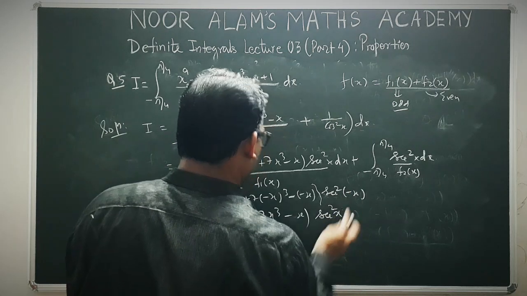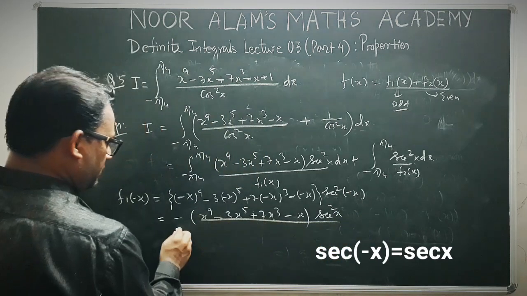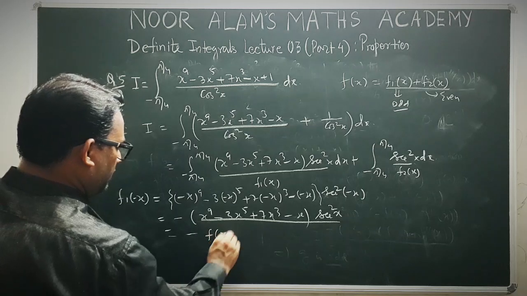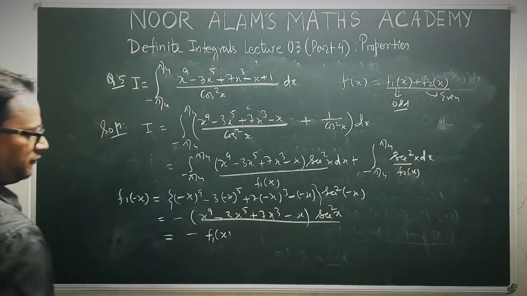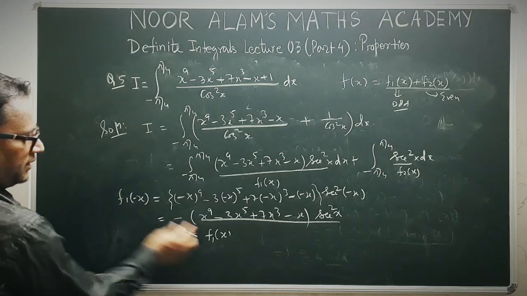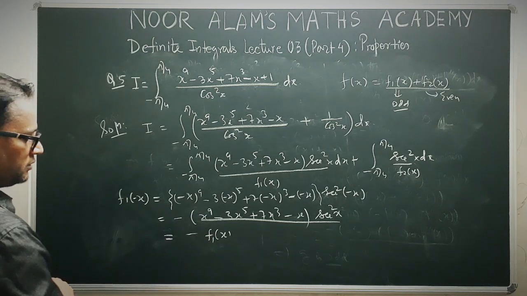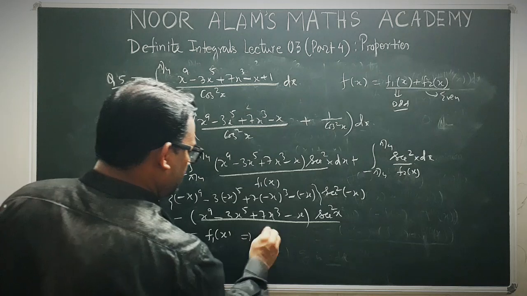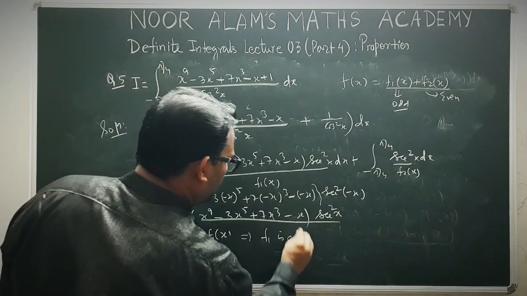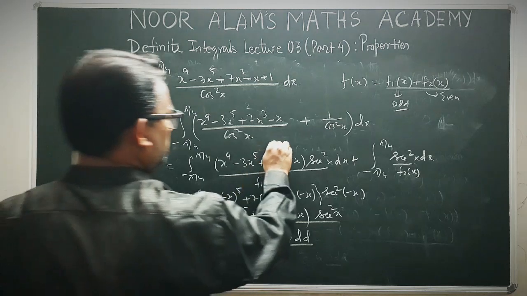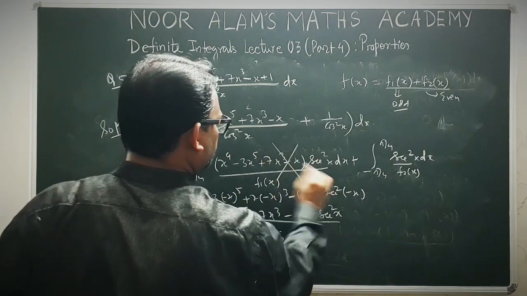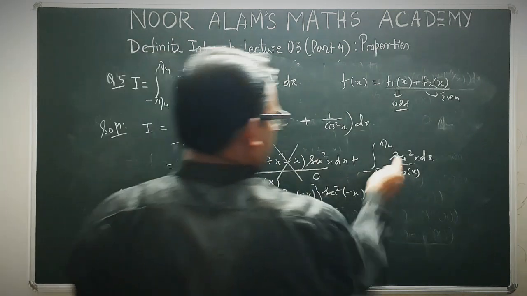So what we see is that from here to here, we get minus f1 of x. Therefore f1 of minus x is equal to minus f1 of x. It indicates that f1 is an odd function. Since f1 is an odd function, no need to do the integration, this value becomes 0. Now we have only this part.